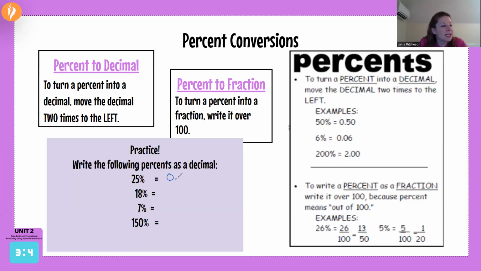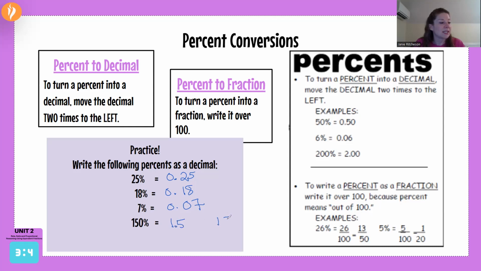On the first one, we got 0.25. The second one is 0.1818. The next one is 0.07. I hope you didn't put 0.7. You didn't go 2 places to the left. And then the last one is going to be 1.5 or 1.50.